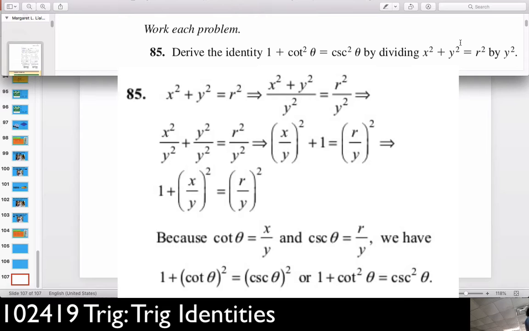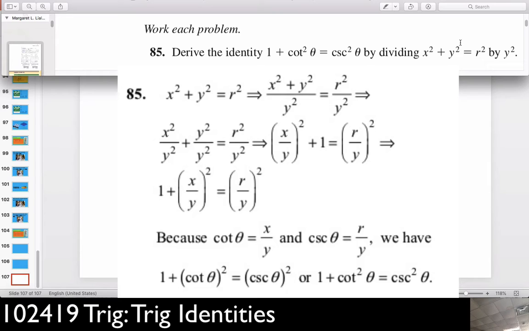So we're almost there. We just need to get this into a form that we like. So this is the same as x squared over y squared plus y squared over y squared equals r squared over y squared. X squared over y squared plus 1 equals r squared over y squared.